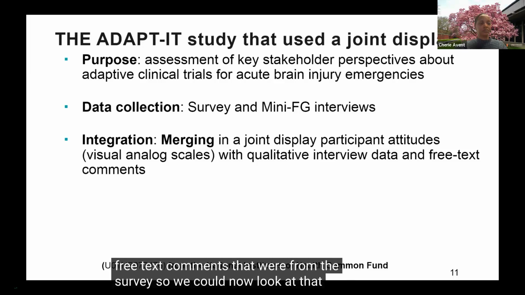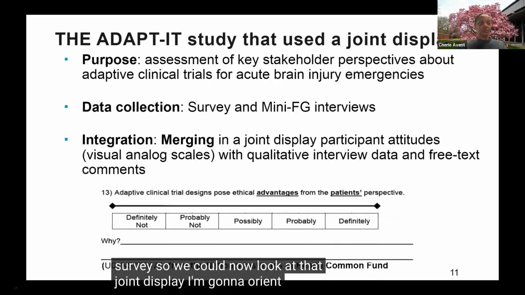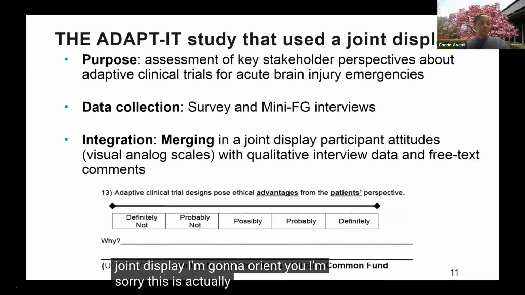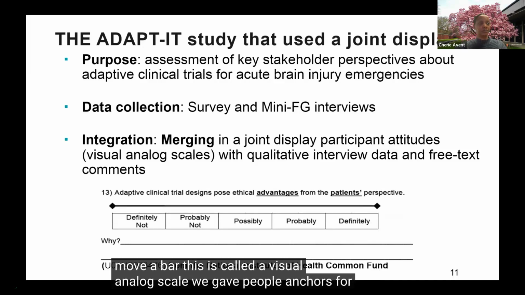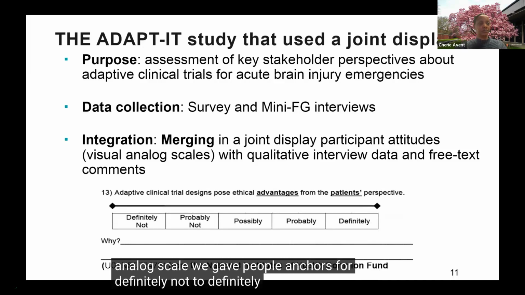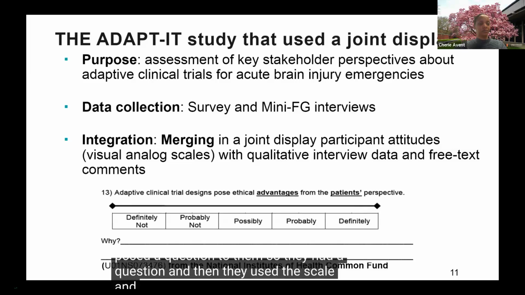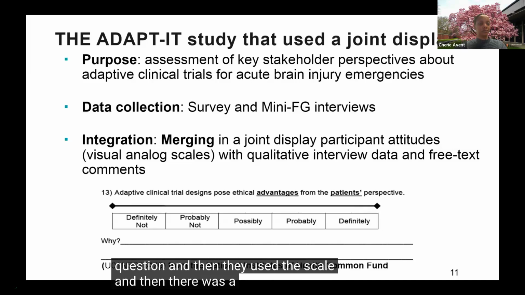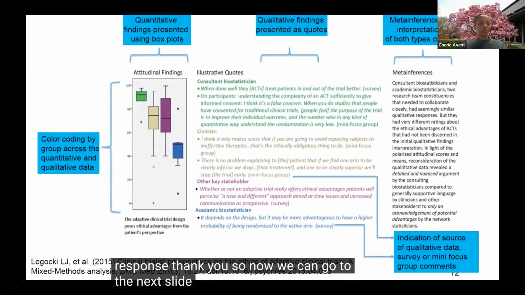So we could now look at that joint display. I'm going to orient you. This is actually what this instrument looked like. It had scales like this. It was online, and you could move a bar. This is called a visual analog scale. We gave people anchors from definitely not to definitely, and then we posed a question to them. They had a question, and then they used the scale. Then there was an open-ended question about the rationale for their response. So now we can go to the next slide.